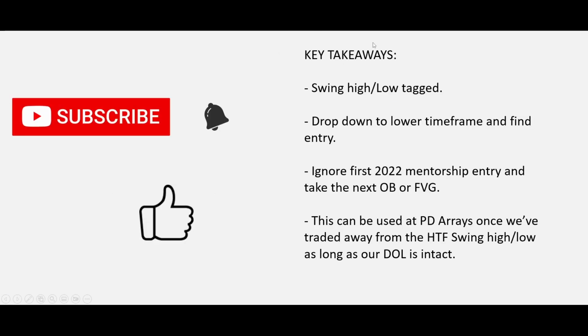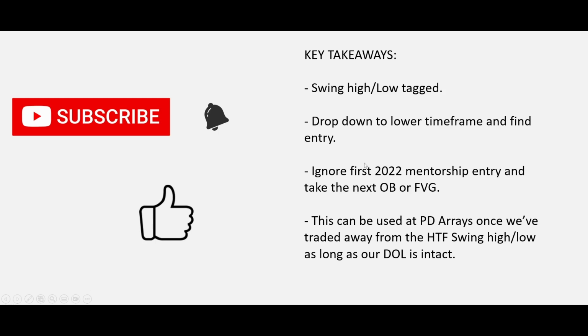Now, some key takeaways and what you can learn from this model. We need a swing high or low tagged. Remember, this is ideally a higher time frame swing low or high, so that we can drop to a lower time frame and then find an entry, like I said here. And remember, the most important part of this model, to increase the win rate, we need to ignore the first 2022 mentorship entry or the first entry of any kind.